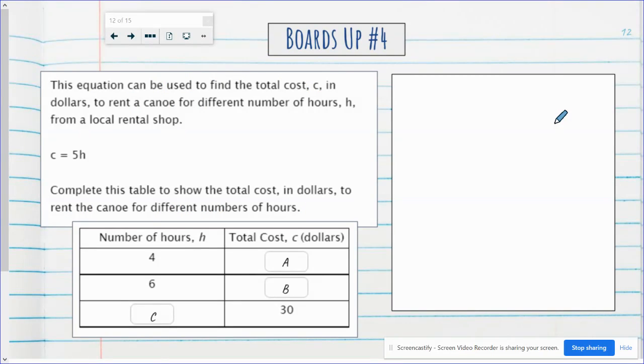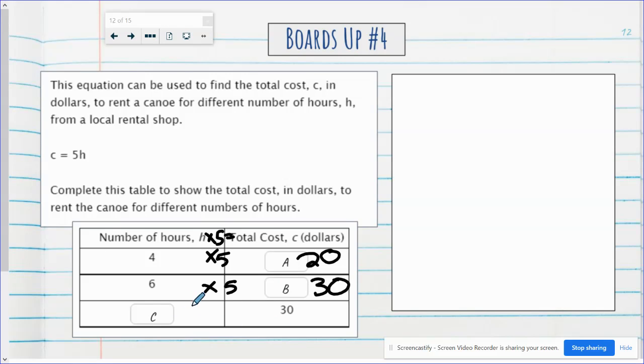The equation can be used to find the total cost C in dollars to rent a canoe for a different number of H hours. The cost equals 5 times the hours. That is our equation. Complete this table to show the total cost in dollars to rent the canoe for the number of hours. So this is saying we're going to multiply H times 5, because that's the 5H, 5 times the hours to get the cost. So 4 times 5 would give us 20 for this box. 6 times 5 would give us 30 for part B.